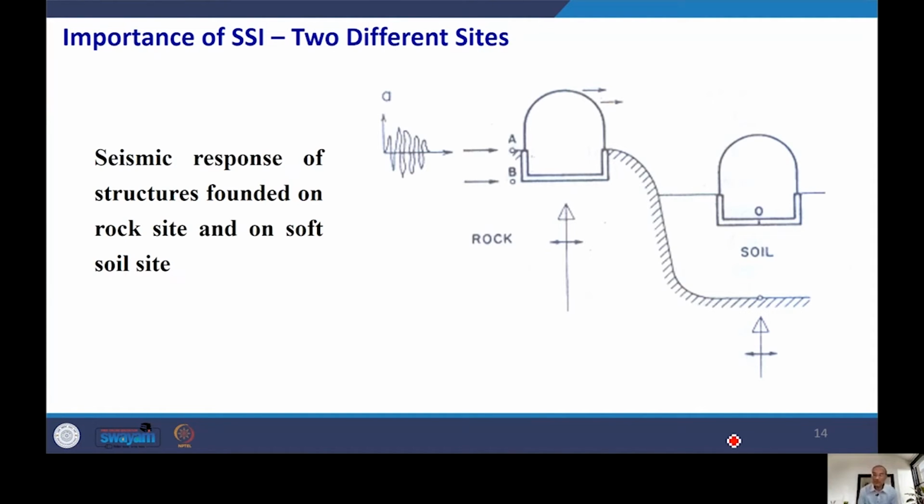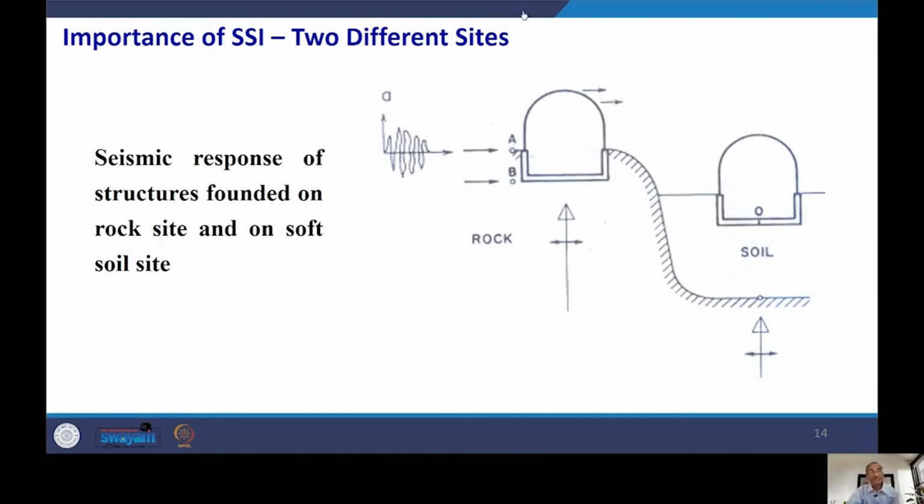When we talk about the importance of SSI, you have two different sides. What you could see in this figure is that there are two identical structures. The structures are exactly the same. In the first case, the structure, and when we say structure, that means including its foundation, is situated on hard rock, while in the second case, this structure is situated on the soil, which is a flexible soil.